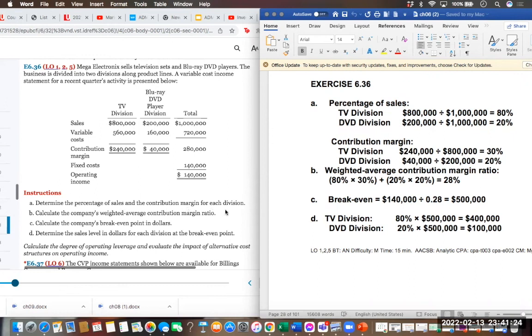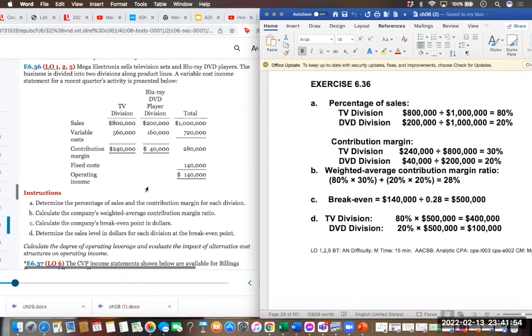So the percentage of sales is like our sales mix percentage that we talked about. So 800,000 divided by 1 million will tell us the sales mix percentage for TVs. That's 80%. And 200,000 divided by 1 million will tell us the sales mix percentage for the DVD players. That's 20%.